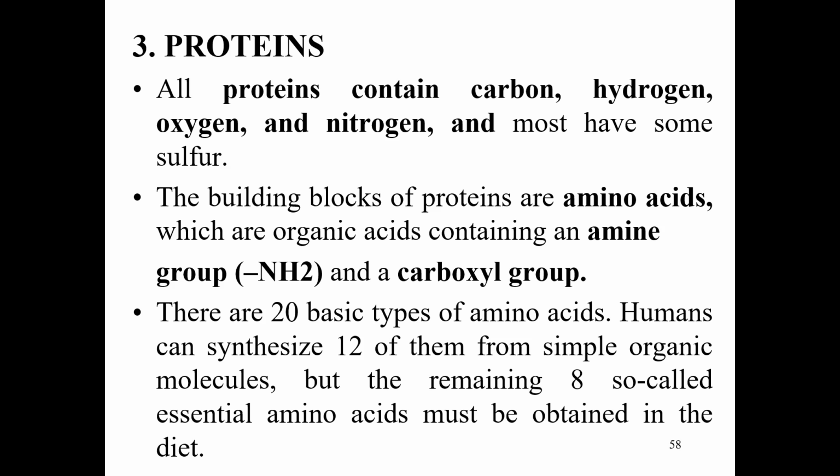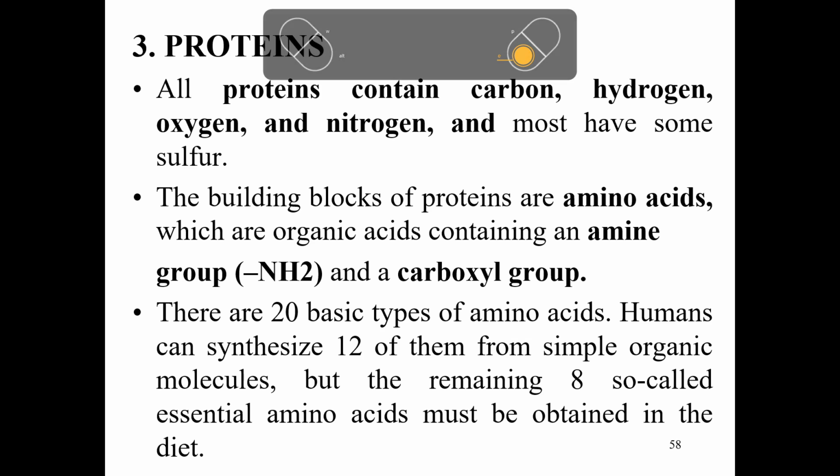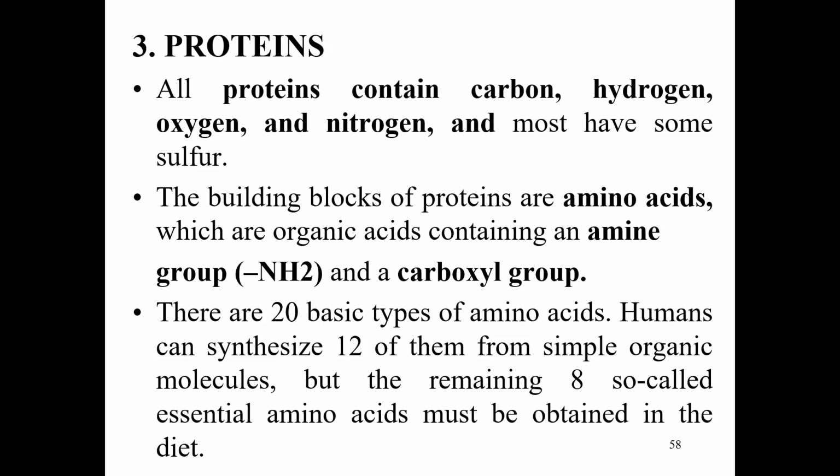All proteins contain carbon, hydrogen, oxygen, and nitrogen, and most have some sulfur, like your cysteine. The building blocks of proteins are called your amino acids. They contain an amine group, which is your NH2, and a carboxyl group. There are 20 basic types of amino acids. Humans can synthesize 12, and the remaining 8 are called essential because they must be obtained in the diet. Essential amino acids should be obtained by the body, meaning you should eat to get them.